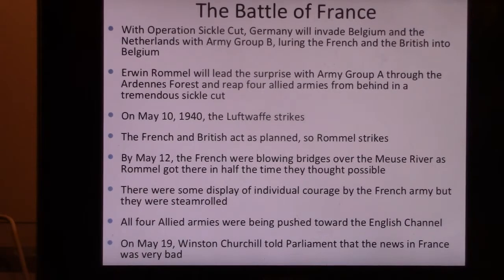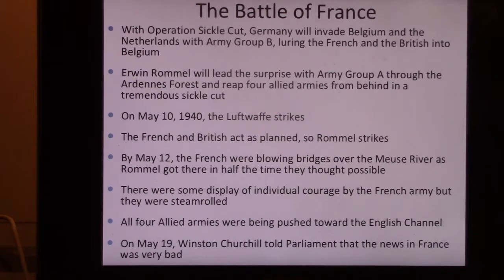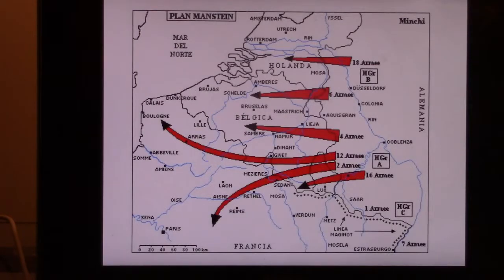With the British and the French running to the three port cities of Boulogne, Calais, and Dunkirk, Winston Churchill, who had been warning about Hitler when nobody was paying attention to him, gets put back in charge. He's elected prime minister. He had been saying, keep an eye on Hitler, and everyone thought he was crazy. Well, now he's prime minister, and he goes to Parliament and says the situation in France is bad, very bad indeed.